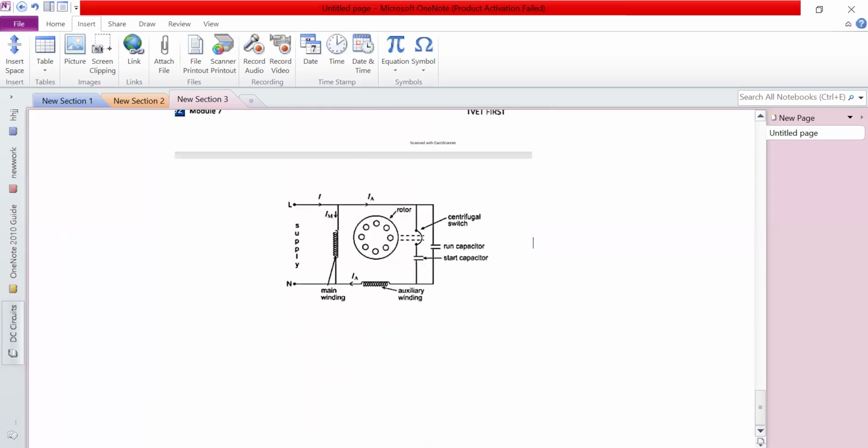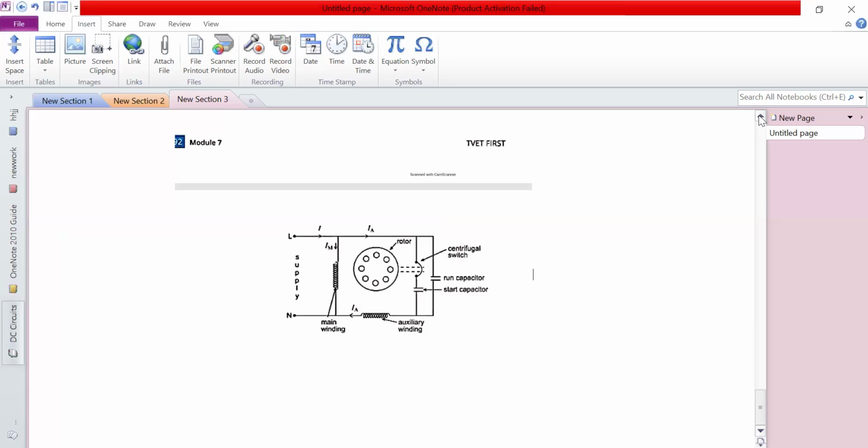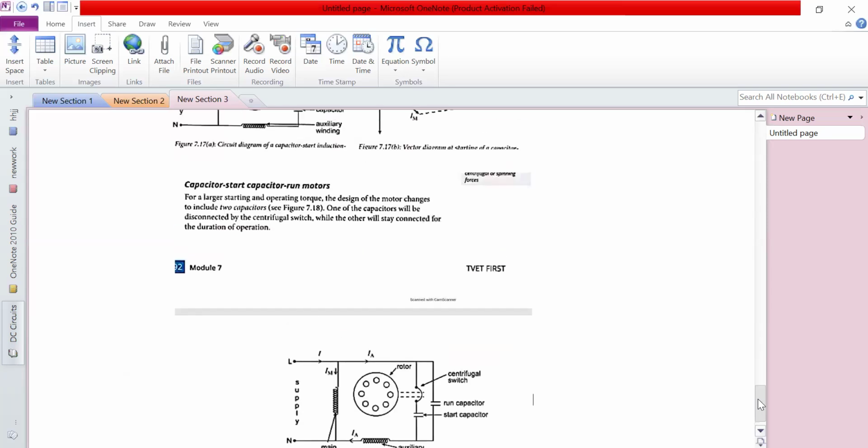Then from there, we move over to capacitor start capacitor run motors. On a capacitor start capacitor run motor, we have the main winding and the auxiliary winding. The auxiliary winding is connected in series with a start capacitor, which is also connected in series with a centrifugal switch. Then we also have another capacitor, which is the run capacitor, which is connected in parallel with everything else. So this type of motor has a much higher torque compared to the other two.